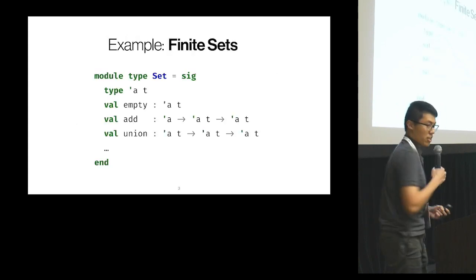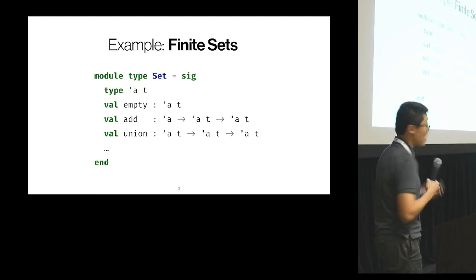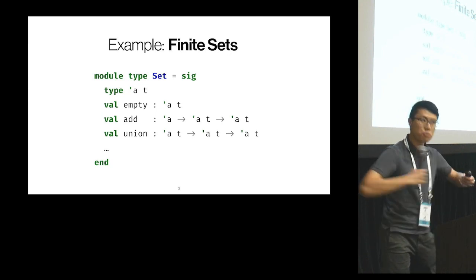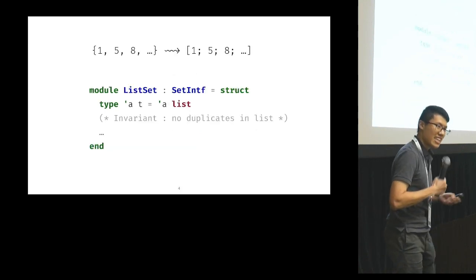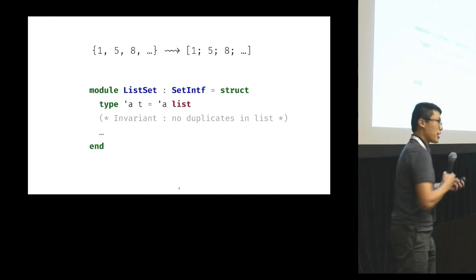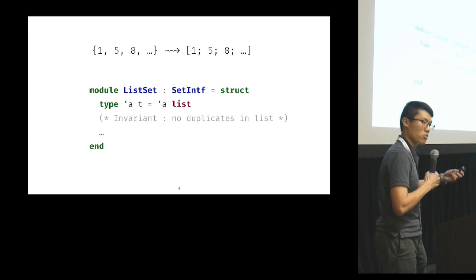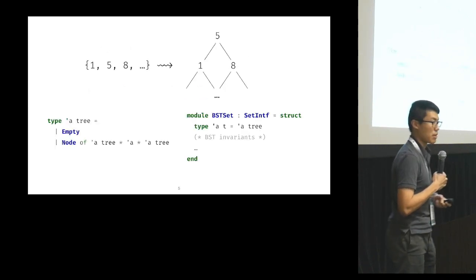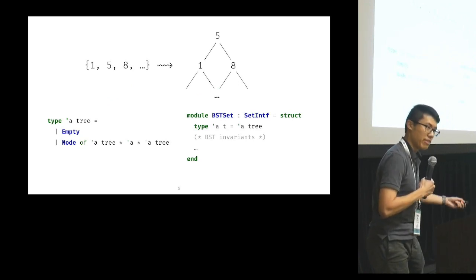Here's a concrete example. Suppose I have an interface for finite sets. I have an abstract type, alpha t. I have the empty set. I can add to a set. I can take the union of two sets, and so on. One way I can implement sets is naively using lists. Here, of course, I have to maintain the invariant that the underlying list can't contain any duplicates. Another way I can implement sets is by using binary search trees. Here, I have to maintain the canonical BST invariants.